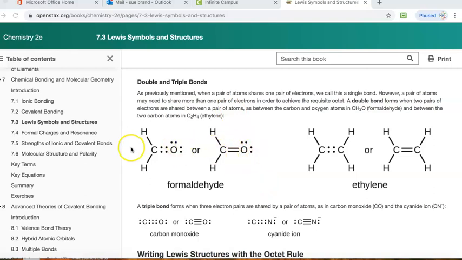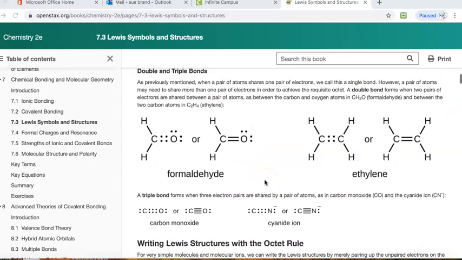And so what you'll see is you'll start with single bonds when you're drawing out Lewis structures, and then you end up having to form a double bond to make sure every element has 8 electrons around it. That's what you see here when you have to make a double bond.